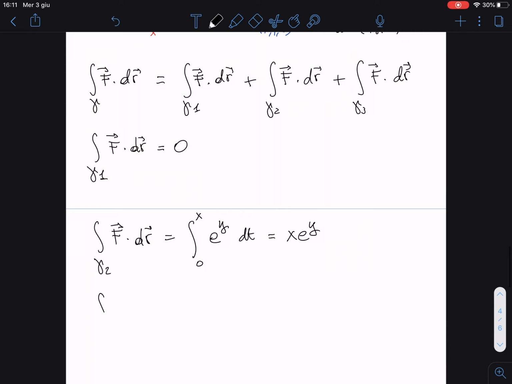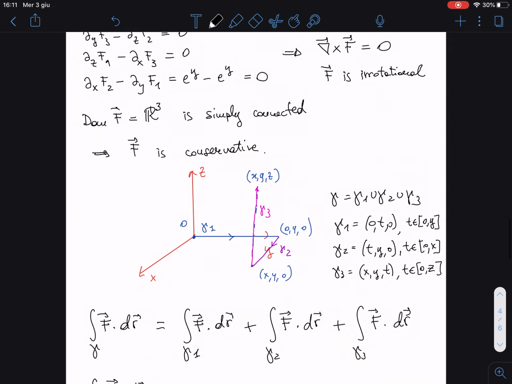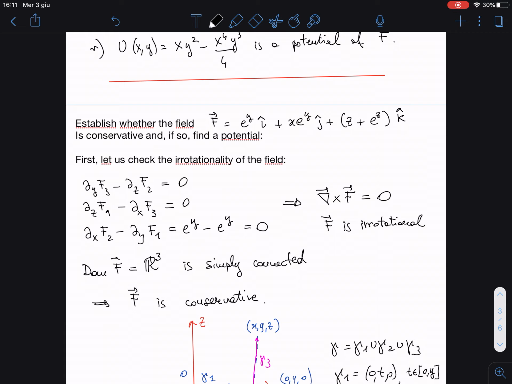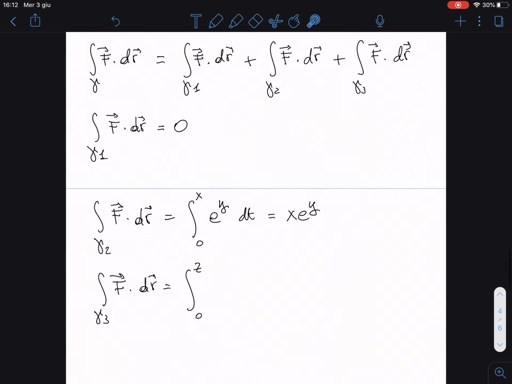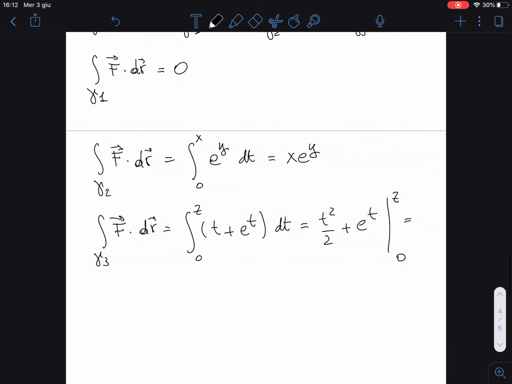Okay? And in gamma 3, only the z component is relevant, and this will be the integral between 0 and z. Here z is equal to t, and we have t plus e to the t in dt. So it is clear that here we have t squared over 2 plus e to the t to be evaluated between 0 and z. So you have z squared over 2 plus e to the z minus, here we have a 0 and here we have a 1, so minus 1.